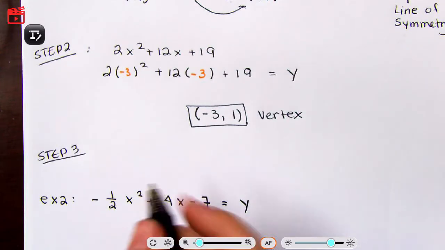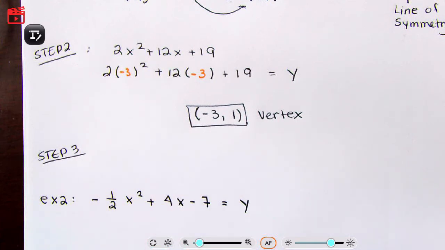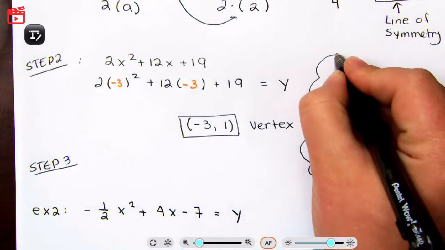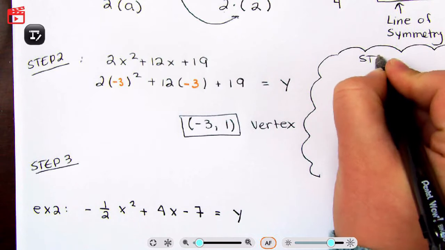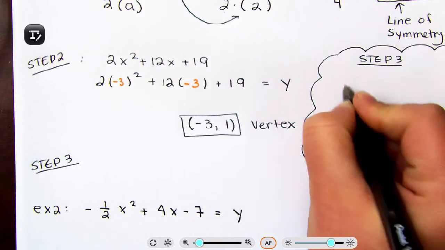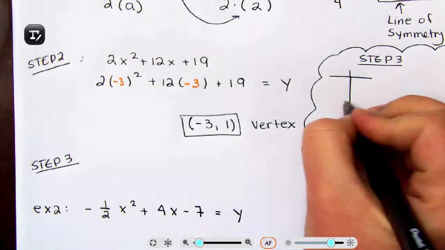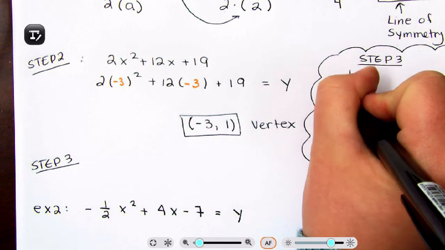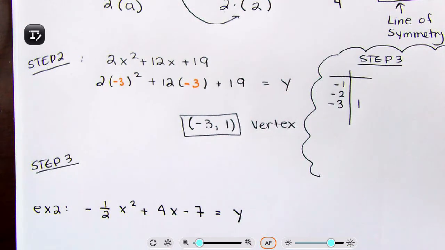Step number 3 is asking you to choose 2 other values for x. This is going to be my step 3. So right now I have a vertex point at negative 3 and 1. So I'm going to choose numbers that are very close to that. For example, negative 2, and negative 1. The reason I'm going with higher numbers is because I don't want numbers too big, because they might be out of my field of vision.